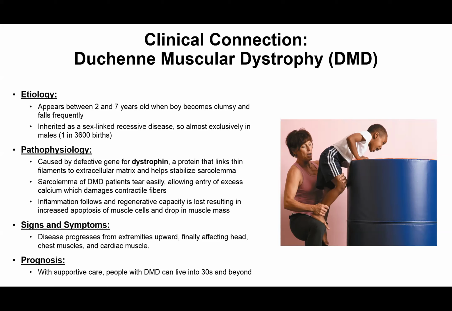Unfortunately, there's not a cure for this. There are clinical trials occurring. Every day we're hoping that we progress somewhere with those clinical trials and that someday there will be a cure. But at this point, even with supportive care, people with Duchenne muscular dystrophy can live into their 30s and beyond, but even in your 30s, it's still very, very young.